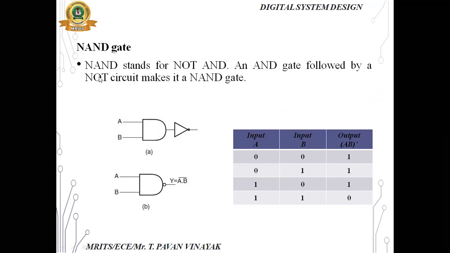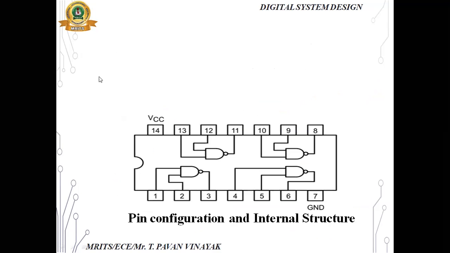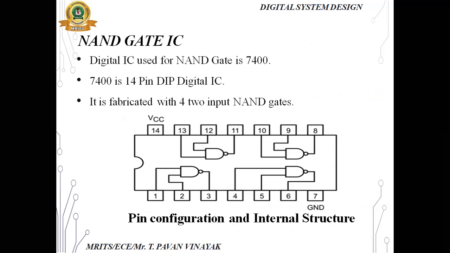Next, NAND gate IC. So the NAND gate IC number is 7400. Okay, remember 7400. Remaining things are the same. Okay, U shape, left side first pin. So 1, 2 are input, third one is output, 4, 5 are input, sixth one is output, seventh is ground, 9, 10 input, 8th output, 12, 13 input, 11th is output, 14th is power supply. Okay.